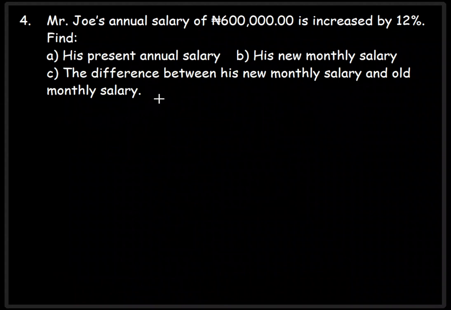All right, so we take number 4. Number 4 is a 3-in-1 question. Let's see what we have. Mr. Joe's annual salary of 600,000 is increased by 12%. Find A, his present annual salary, B, his new monthly salary, and C, the difference between his new monthly salary and old monthly salary.